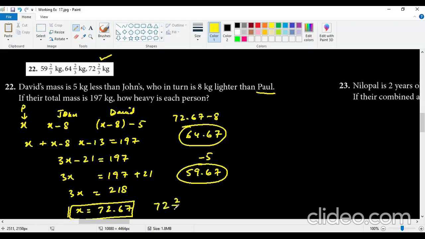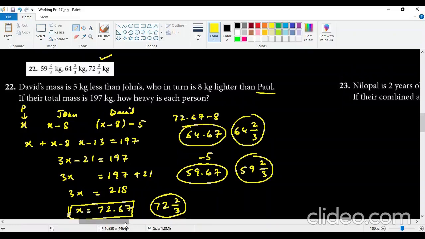Both are going to be acceptable. And this is going to be 64 whole 2 over 3. Both answers are going to be acceptable. And the third one is going to be 59 whole 2 over 3. This is the final answer for this question. Moving on to question number 23.